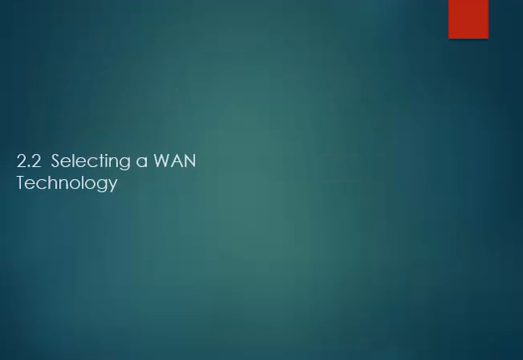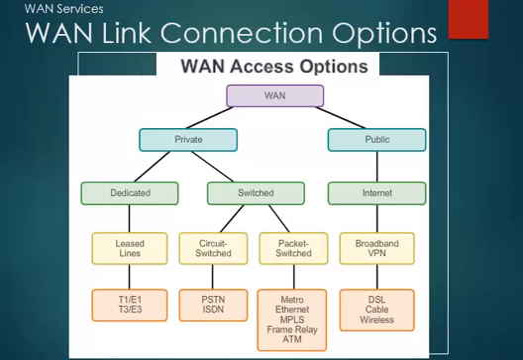Selecting a WAN technology. There are several WAN access connection options that an internet service provider can use to connect the local loop to the enterprise edge. These WAN access options differ in technology, speed, and cost. Each has distinct advantages and disadvantages. Familiarity with these technologies is important for network design.